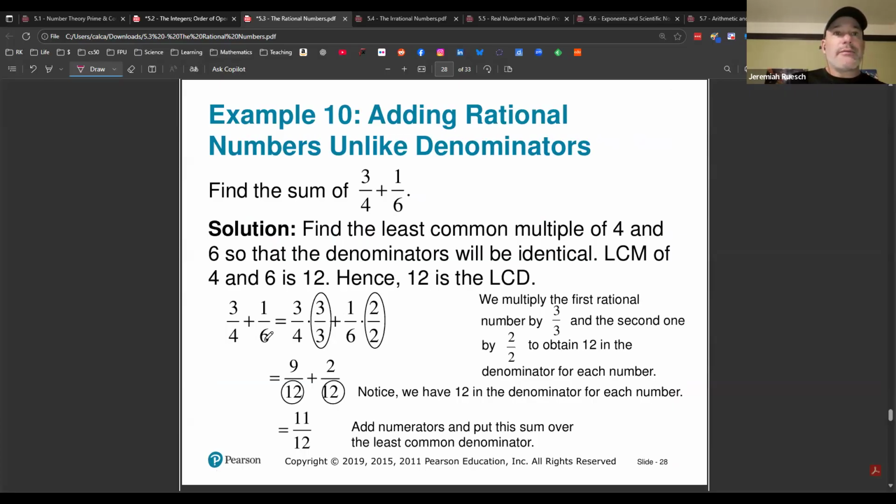The LCM of 4 and 6 is 12. So you multiply here, in this one, 4 times 3 gives you 12. So you multiply top and bottom, because 3 divided by 3 is 1, so it's not changing the value of it. And so you get here 9/12, and then here you get 6 times 2 gives you 12. So you multiply top and bottom here by 2. So you get 2/12 and 9/12. And then now they have a common denominator. So now you can add them together. So 9 plus 2 gives you 11/12.